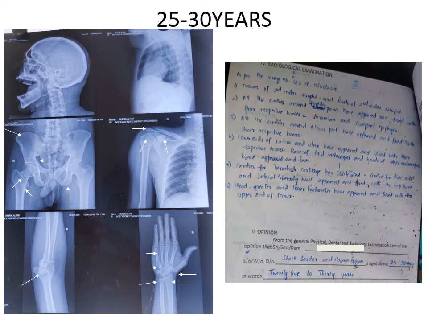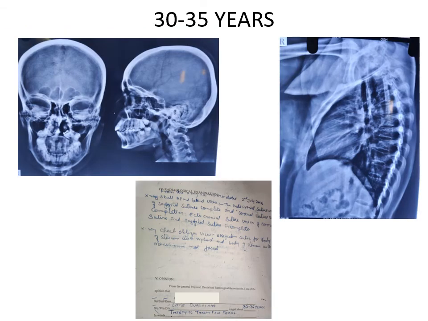So here you can see the chest X-ray, lateral view. Based on the fusion of the second and third pieces of the body of the sternum, you will be able to make out the age of that person. So the rest of the centers have fused totally with their respective bones in their respective X-rays. You can appreciate it. This is at the age of 30 to 35 years.